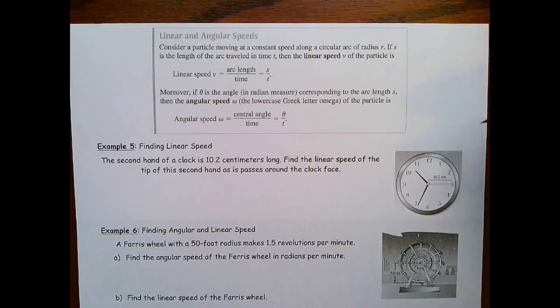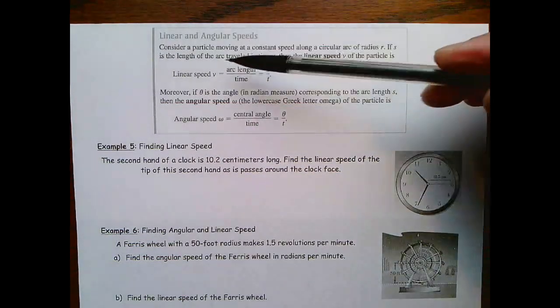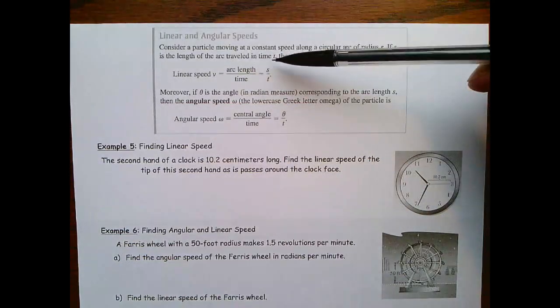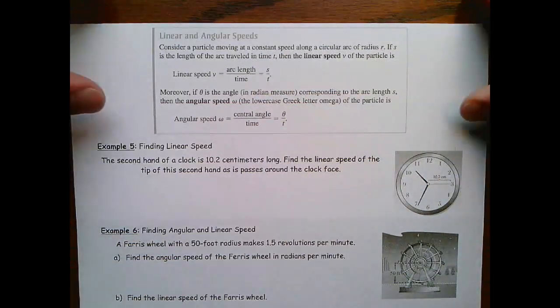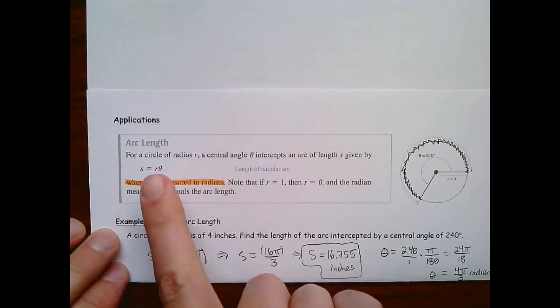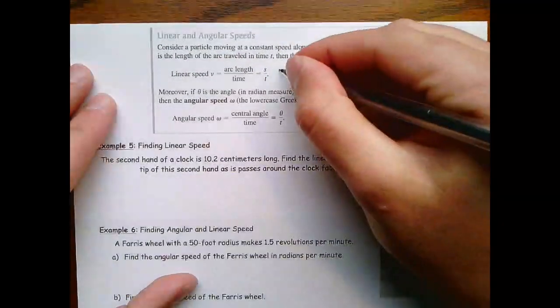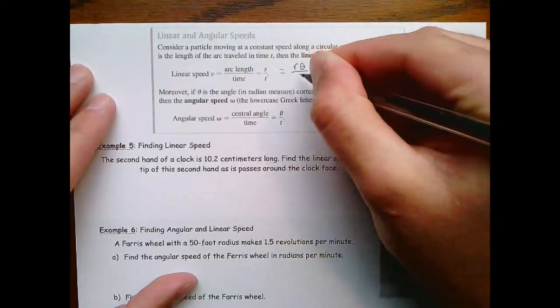So here, example 5, can I find linear speeds? Well, it'll tell us up here in the definition that a linear speed is designated by this v. The v is the arc length s divided by time. We do know that the arc length comes from this formula here, so if I need to do this formula, I have r theta. If you wanted to, on your paper, you could say that's the same thing as r theta all over t.